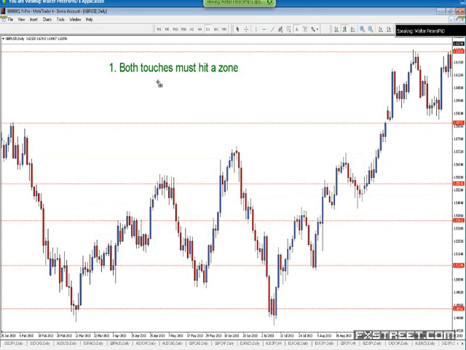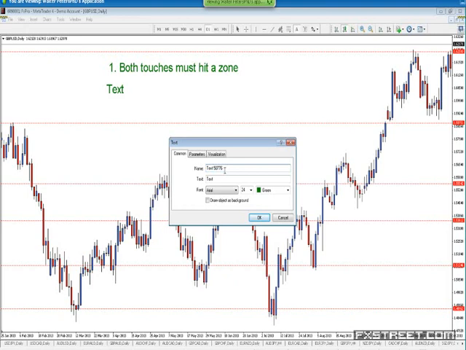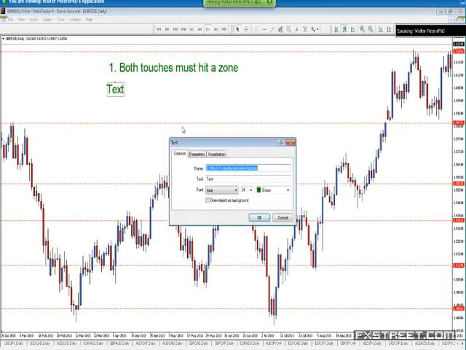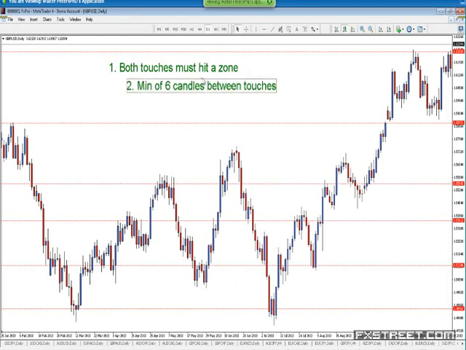The second rule is we want to see between 6 and 10 candles between touches. I would say a minimum of 6 candles between touches. It's better really though if it's 10 or more. Okay? Oh, I just messed that one up. I put the wrong thing in there. Okay. So number 2 is a minimum of 6 candles between touches.